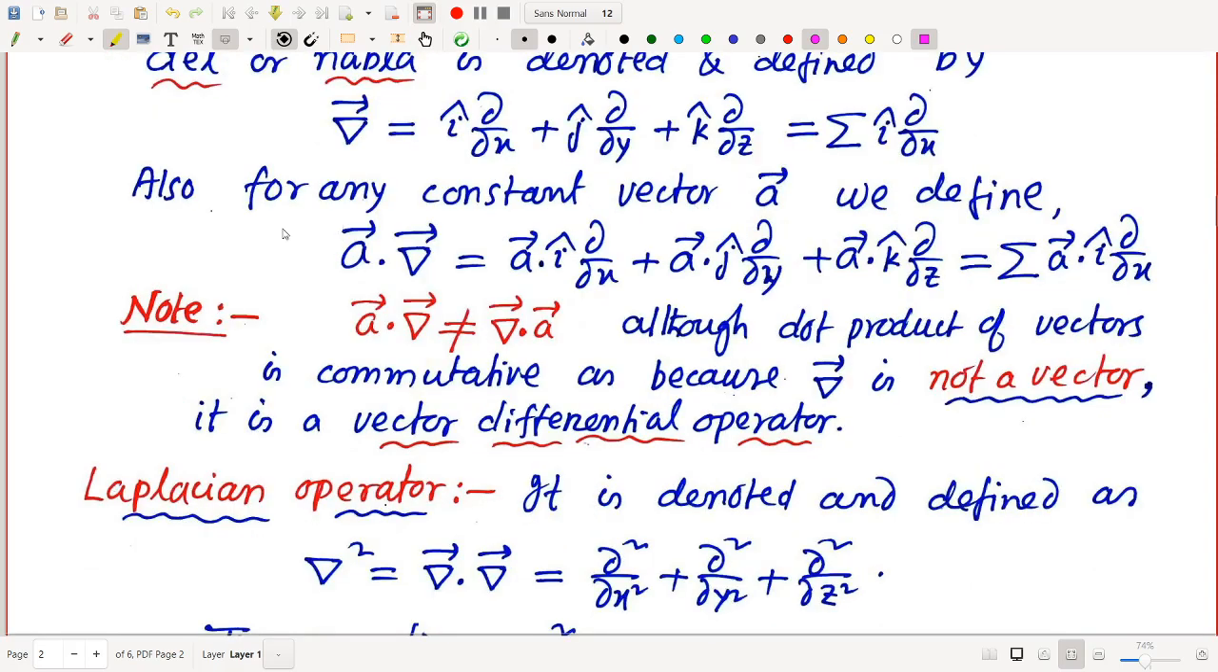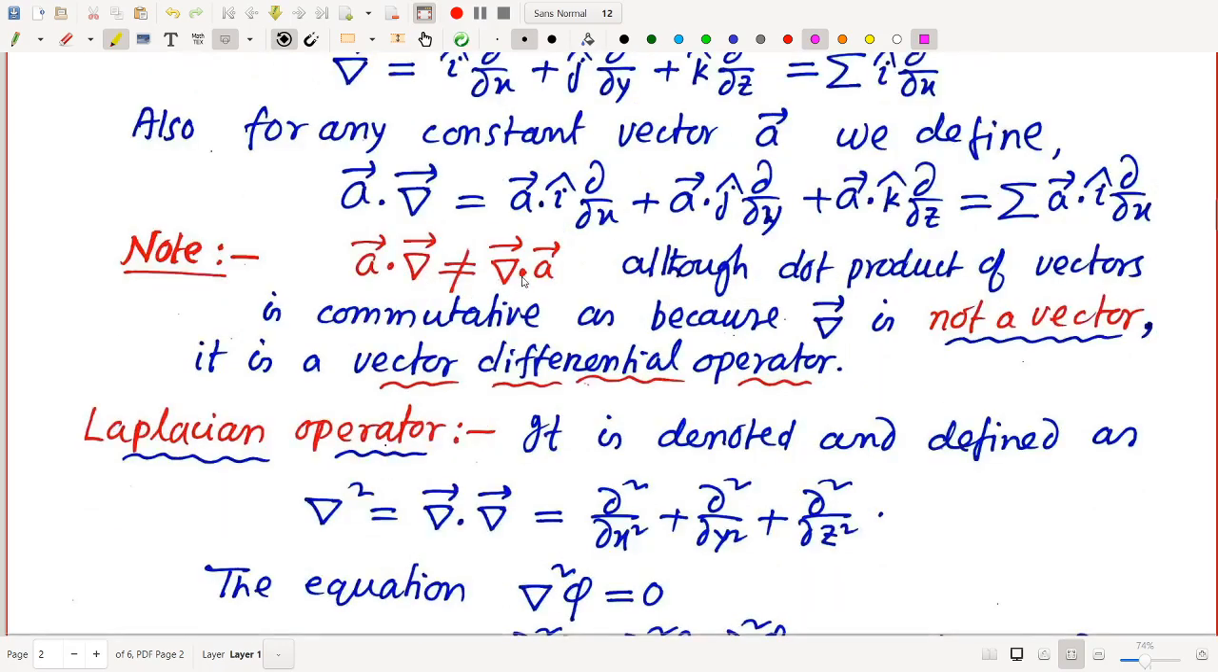Also, for any constant vector a bar, we define a bar dot del equal to a bar dot i cap del by del x plus a bar dot j cap del by del y plus a bar dot k cap del by del z, or in short, summation a bar dot i cap del by del x. This is also an operator. We note that a bar dot del is not equal to del dot a bar. Although the dot product of vectors is commutative, this del is not a vector. It is a vector differential operator, so it is not commutative here.